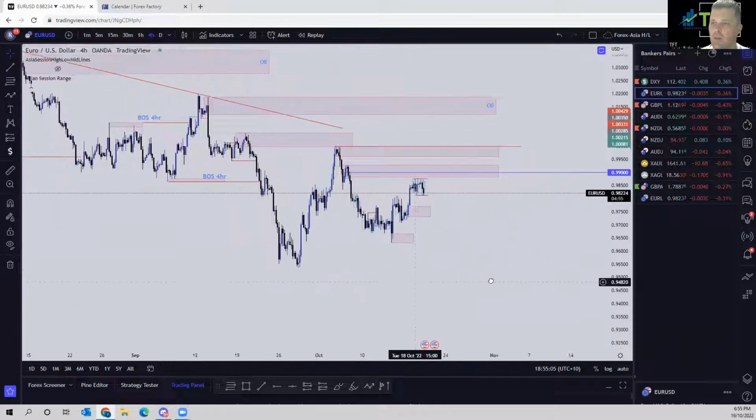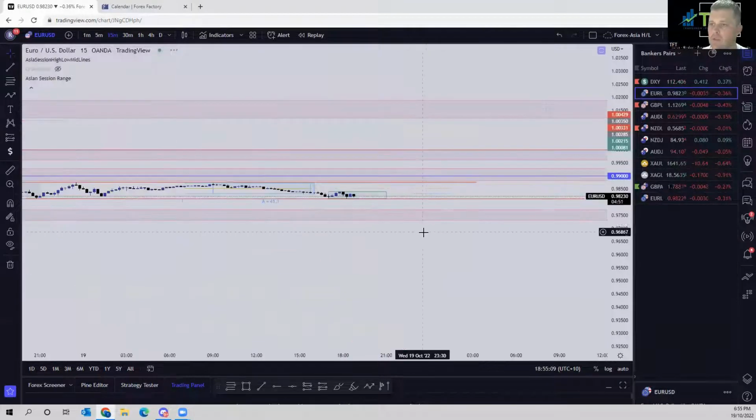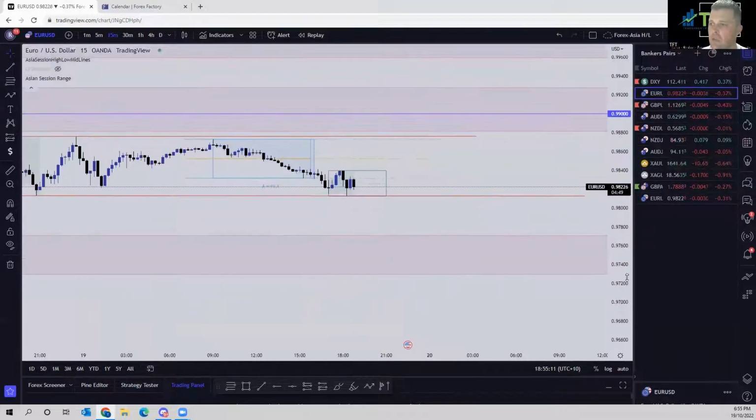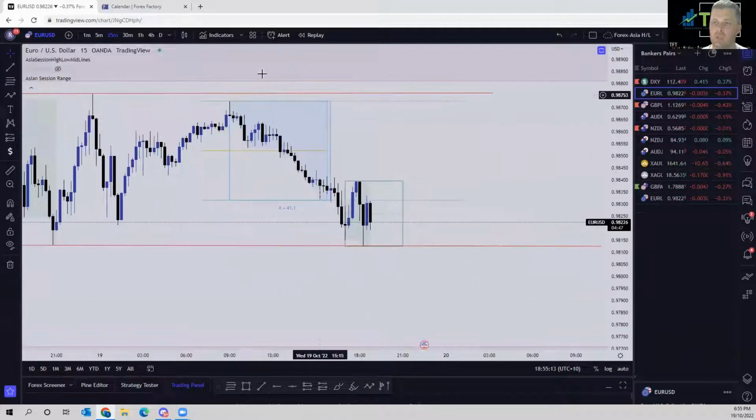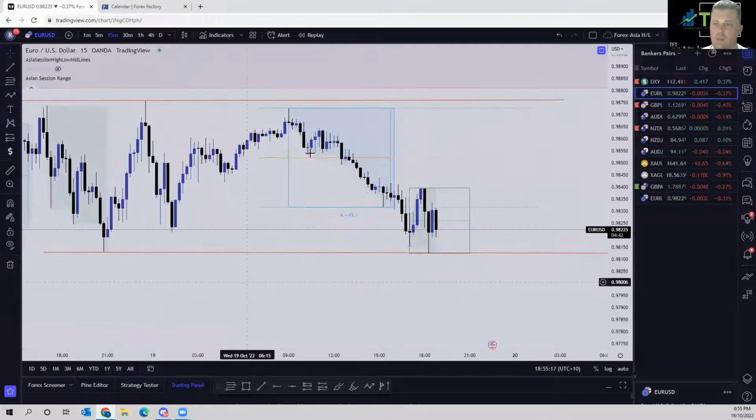Other than that, guys, that's possibly about it for today's Euro. Just sitting on our hands, waiting to see what opportunity the market gives us at the top or the bottom of this range that's starting to develop here for us.